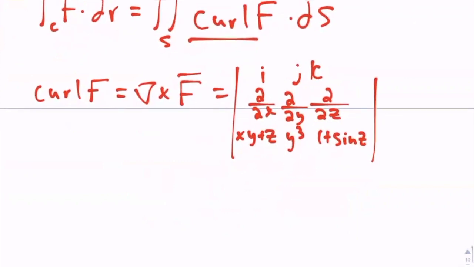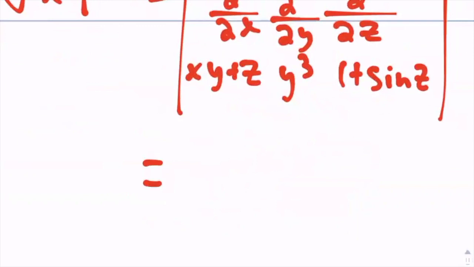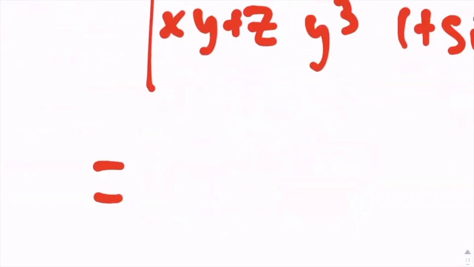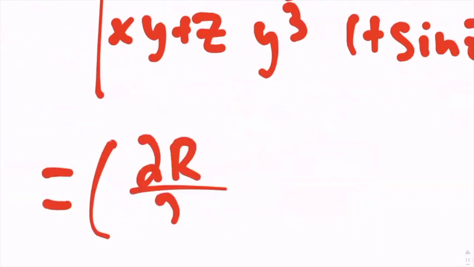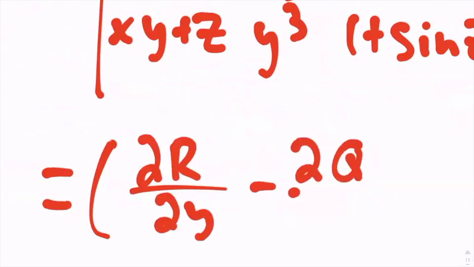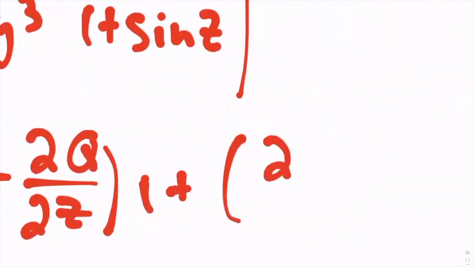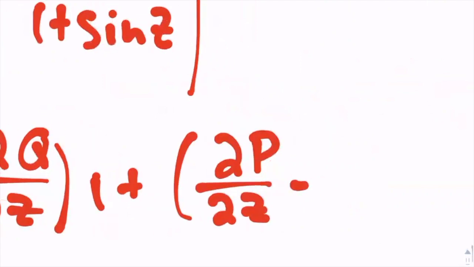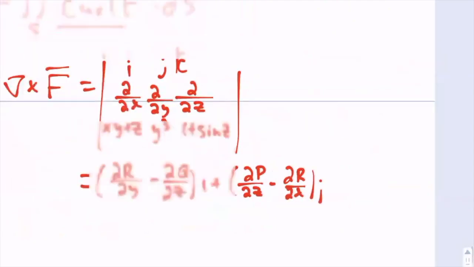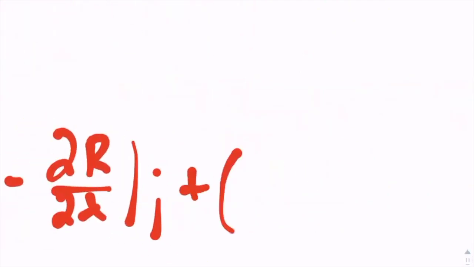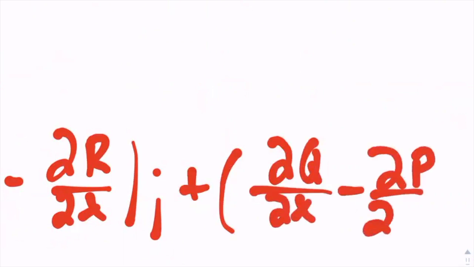And from here, we can go ahead and find our curl. If you're not comfortable with this, let me write out a more simplified version. Partial R with respect to y minus partial Q with respect to z, i, plus partial P with respect to z minus partial R with respect to x. I think we're going to have enough space, hopefully. And then partial Q with respect to x minus partial P with respect to y.